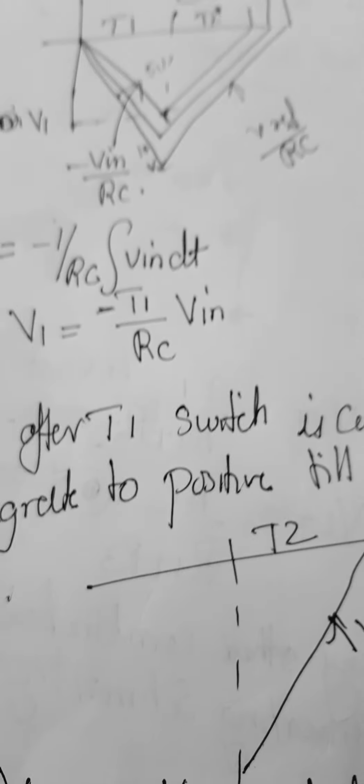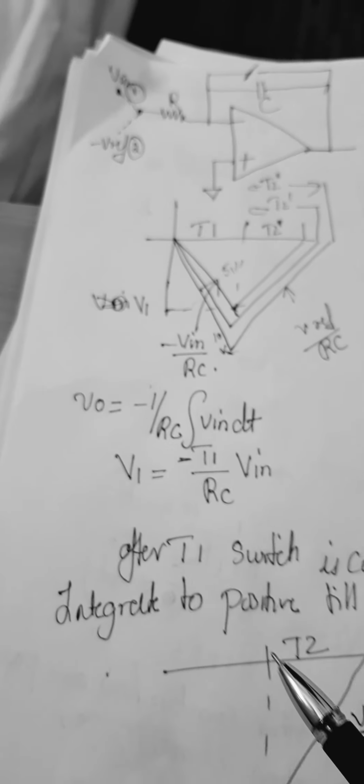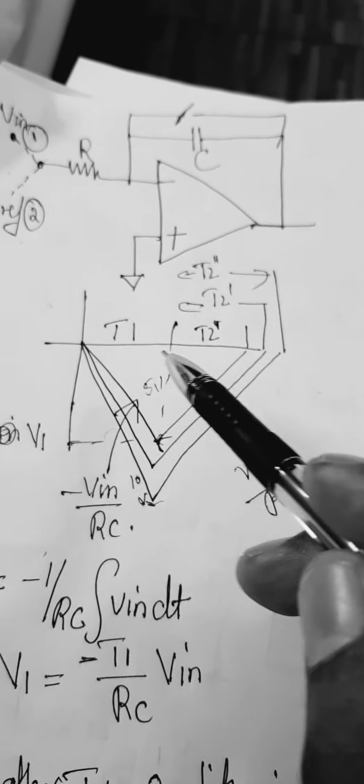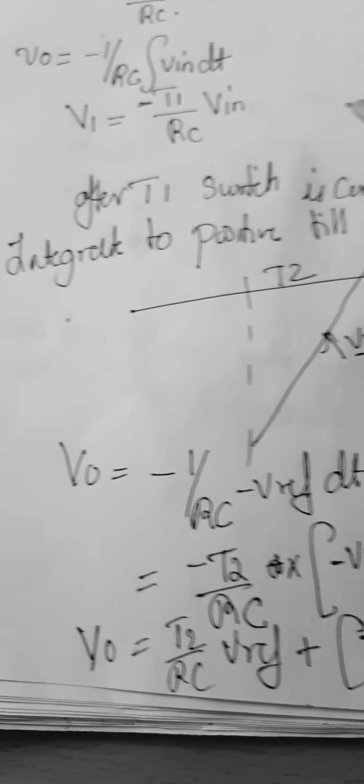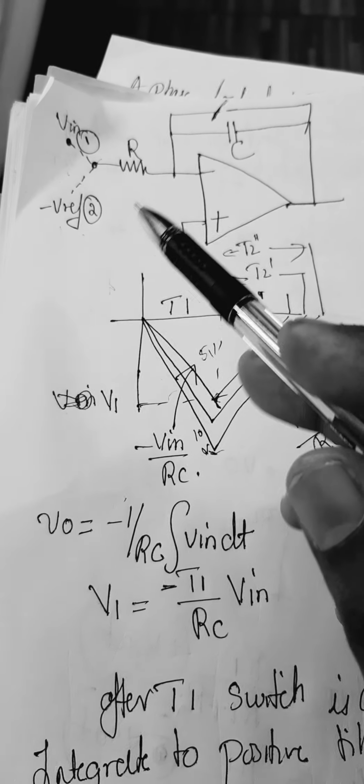Now consider once more. After this T1, this is T2. After a certain time T1, the switch is moved to minus V reference.